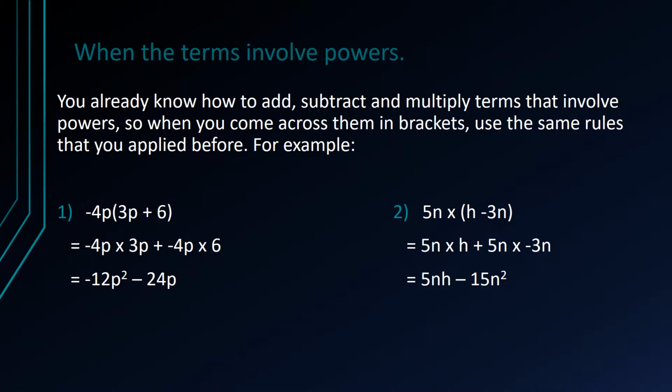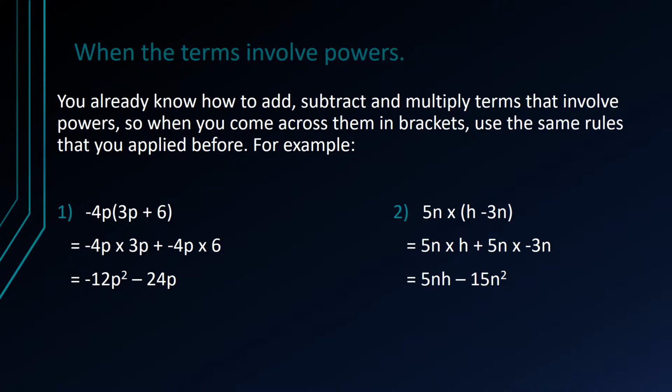Now sometimes the terms are going to involve powers. You already know how to add, subtract and multiply terms that involve powers, so when you come across them in brackets, use the same rules that you applied before. For example, in this first one, negative 4p, and then in the brackets 3p plus 6. Alright, negative 4p times 3p plus negative 4p times 6. Negative 4p times 3p gives us negative 12p squared. And then negative 4p times 6 gives us the negative 24p.